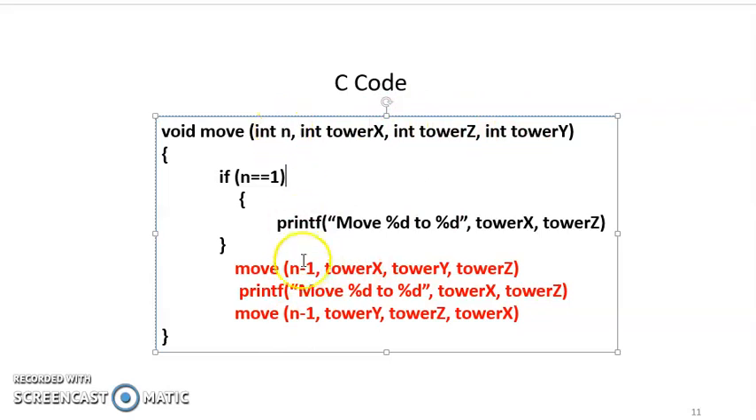So if there are n disks, it will be n-1 disks, that is if it is 3, it will become 2, to move from Tower x to Tower y using Tower z. Because the problem was what? Tower 1 to Tower 3 using Tower 2. In this case, it will become what? First it will move 1 to 2 using 3. Then it will move the last disk, that is from 1 to 3. Then it will move the n-1 disks on Tower 2 to Tower 3 using Tower 1.